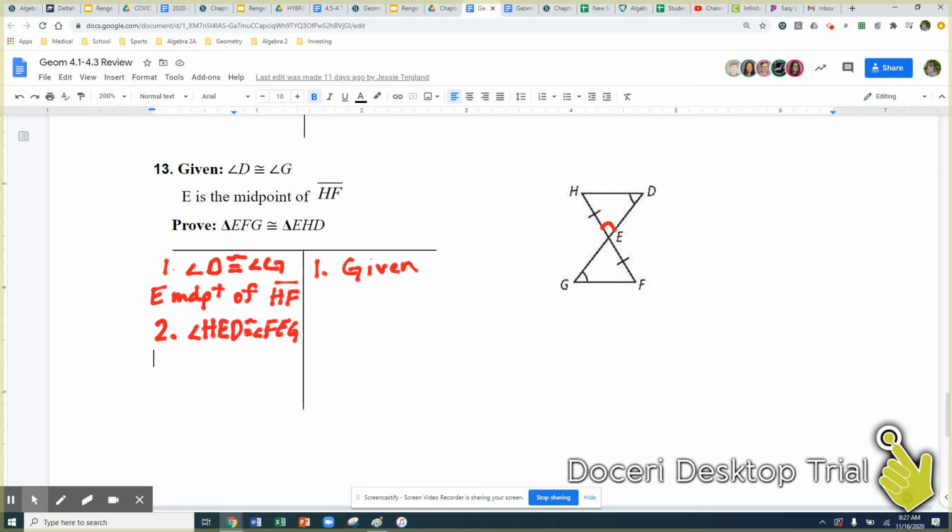Number two, we've got angle HED is congruent to FEG. Now, the reasoning is vertical angles. So there's what I can prove without having to have any markings. I can say those two angles are congruent. Now, I know I do have these markings here, but since the midpoint splits HF, I still need to use the definition of midpoint to say that HE is congruent to FE. And that's going to be my definition of midpoint.